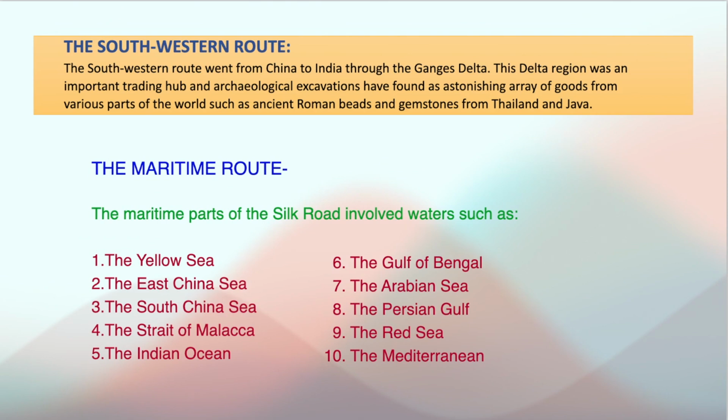Now, the Silk Road also had parts of maritime trade involved, and the maritime waters which were part of the Silk Road are the Yellow Sea, the East China Sea, the South China Sea, the Strait of Malacca, the Indian Ocean, the Bay of Bengal, the Arabian Sea, the Persian Gulf, the Red Sea, and the Mediterranean Sea.